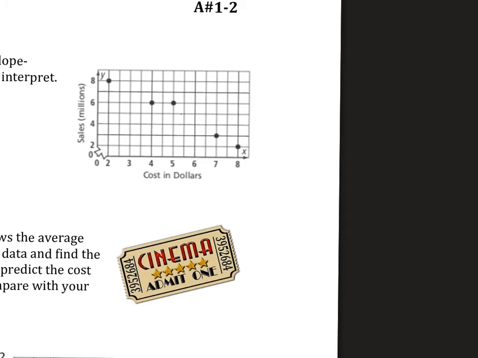Notice my line doesn't have to actually touch any point at all. It doesn't have to touch any point.